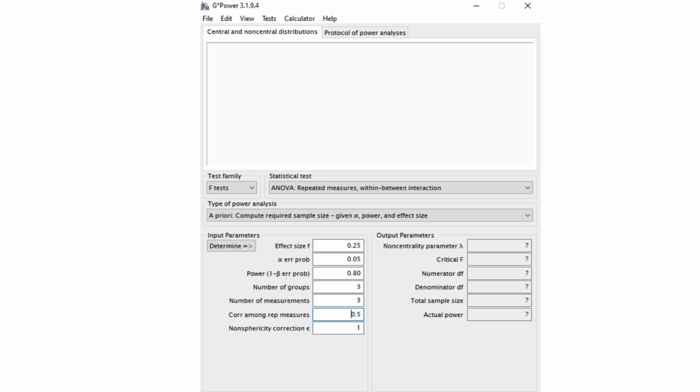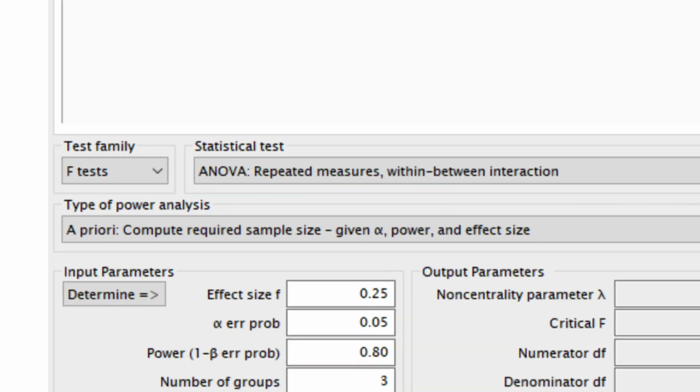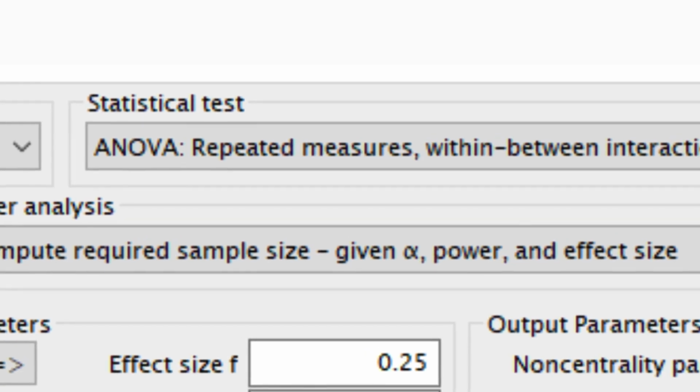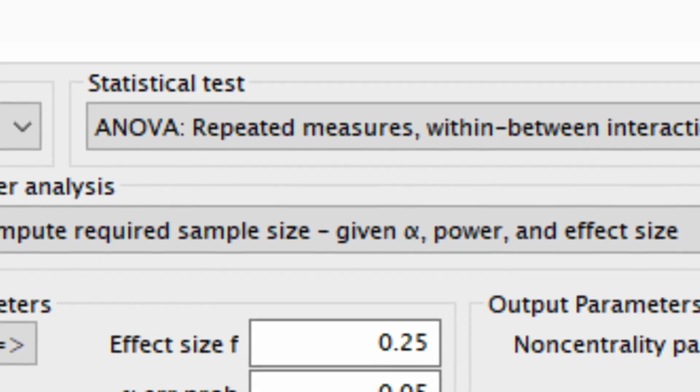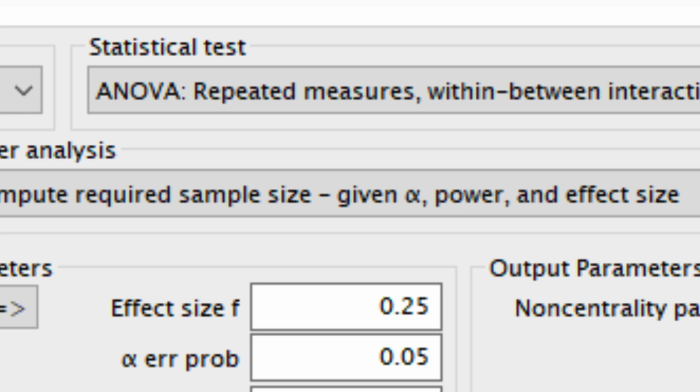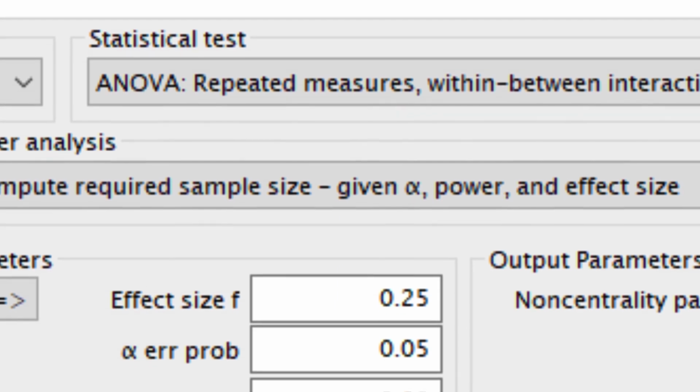First, set the effect size to F =0.25 for a medium effect. For the significance level, or alpha, set it to 0.05. This is the standard threshold for determining statistical significance in research.